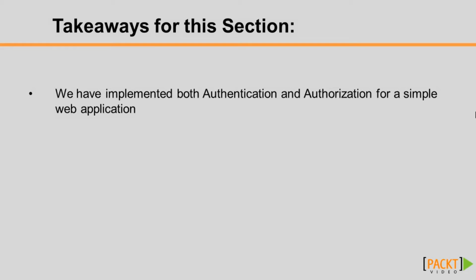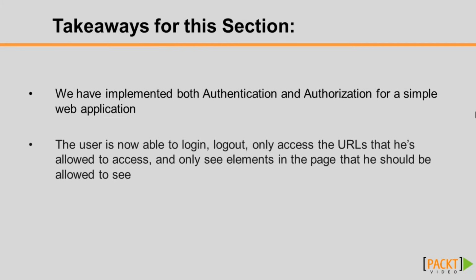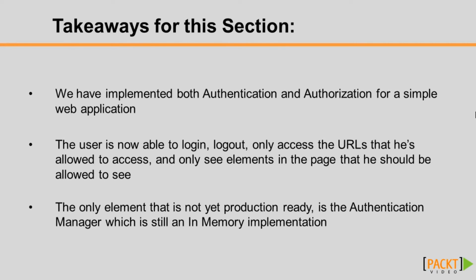At this point, we have implemented both authentication and authorization for a simple web application. The user is able to log in, log out, only access the URLs that he is allowed to access, and only see the in-page elements that he should be allowed to see. The only part of the configuration that is not yet production ready is the authentication manager, which is still an in-memory implementation, so this will be the focus of the next section.